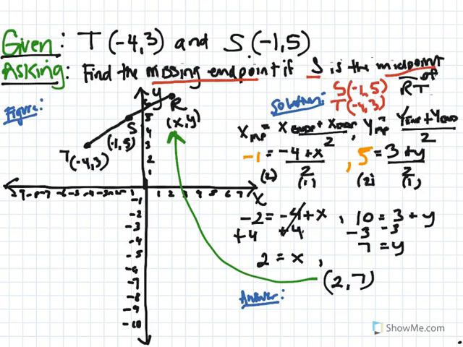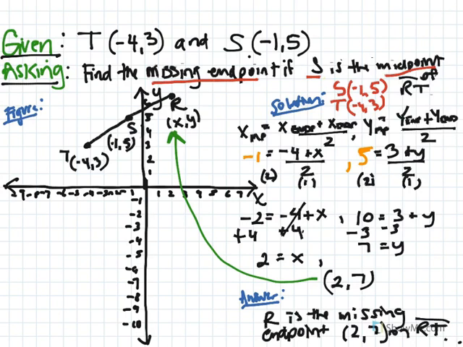Now, we have our value for R, and it's going to be 2, 7. So in my answer, I'm going to say R is the missing endpoint (2, 7) on line RT. And we're done.